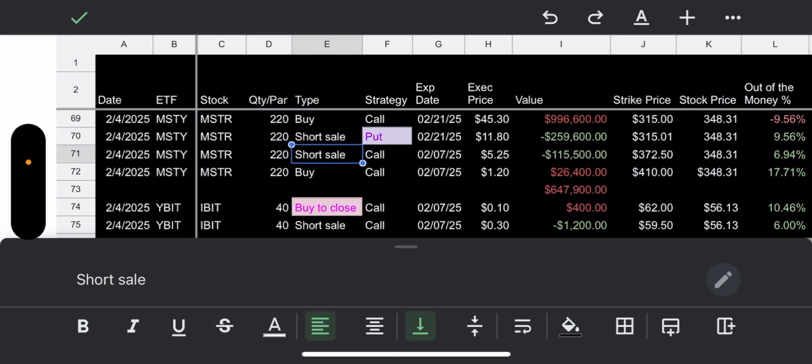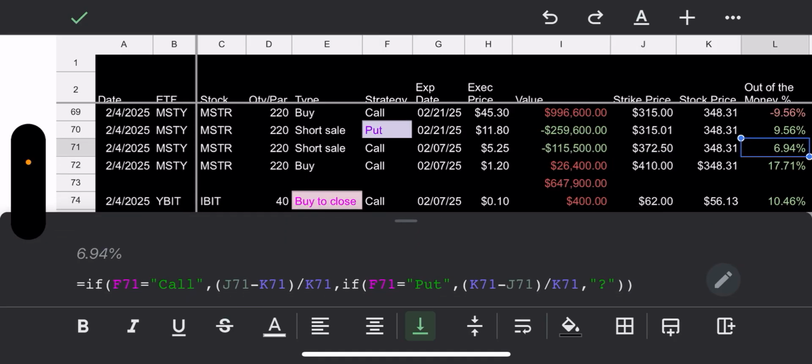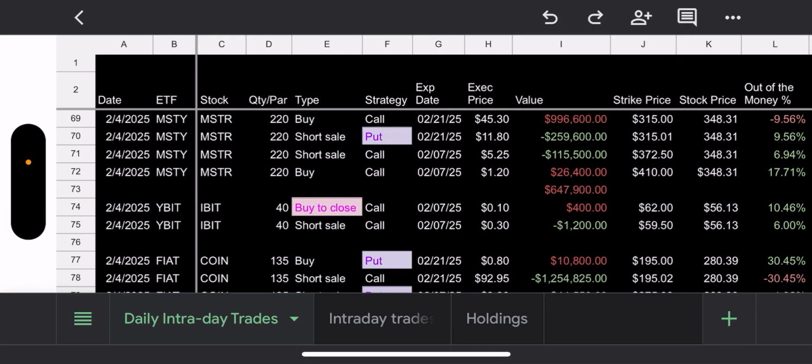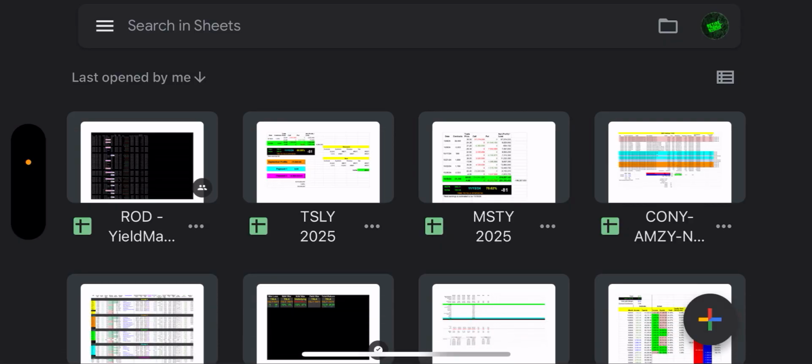They sold a call and they bought a call. Same expiration date, different strike prices. They sold a call with a lower strike. They bought a call with a higher strike. This is the credit call spread. So when they sold a call, they went 6.94% out of the money. Obviously, I'll cover this on the spreadsheet, but I'm just showing you a little detail on the intraday trade file if it helps. So let's go right to the MSTY file and see where we stand.